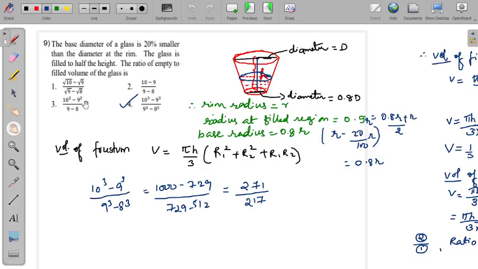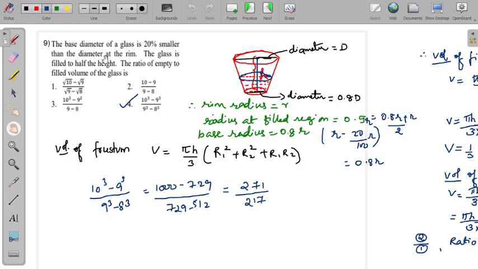Now ninth question: the diameter of a glass is 20% smaller than the diameter at the rim. So the glass acts as a frustum. A frustum is nothing but a part of the cone. When you cut a cone along a plane, you will get a frustum. It has a base diameter and a rim diameter, or base radius and rim radius, anything is fine.